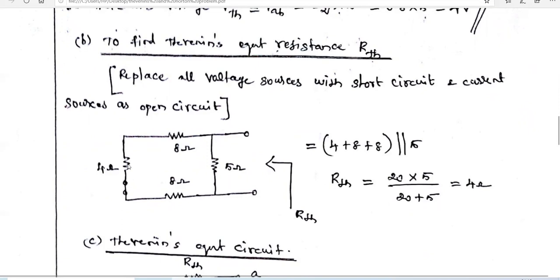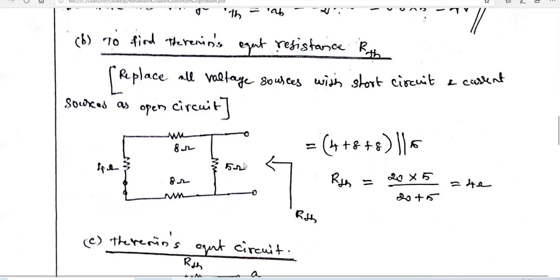You see, in series with the 4 ohm resistor there is one voltage source, so we have to short circuit the voltage source. Before that, there is one current source, and that current source is open circuited. So during the calculation of equivalent resistance, we short circuit the voltage source and open circuit the current source. Now we will get the diagram like this. So this is the terminal A and B.